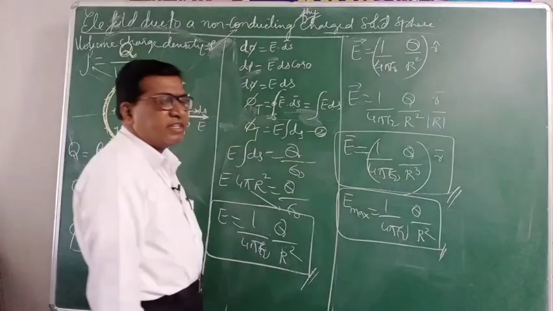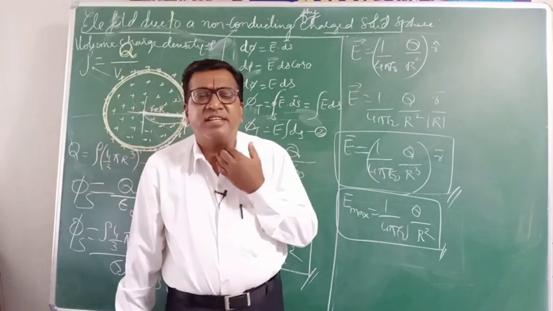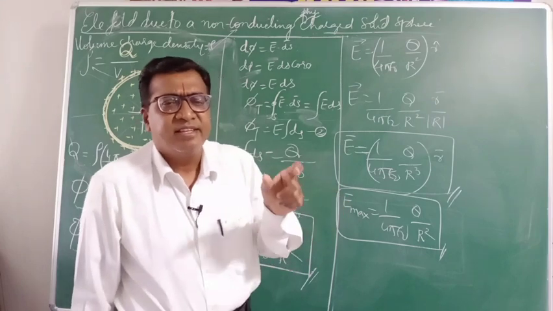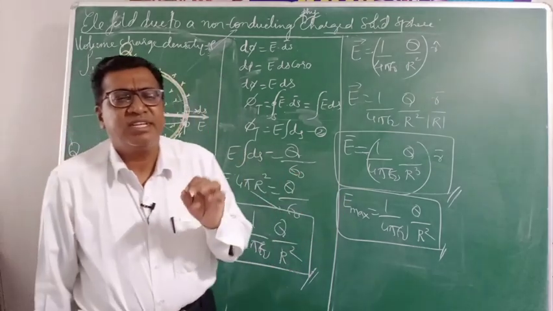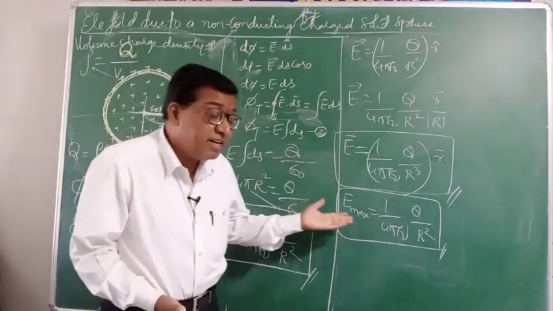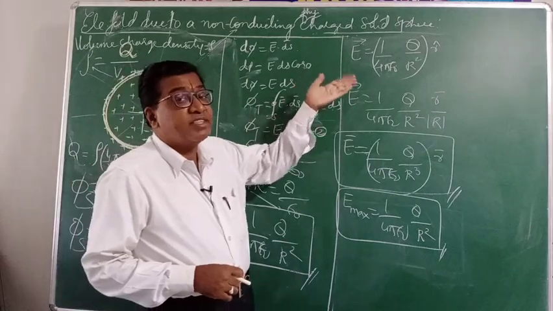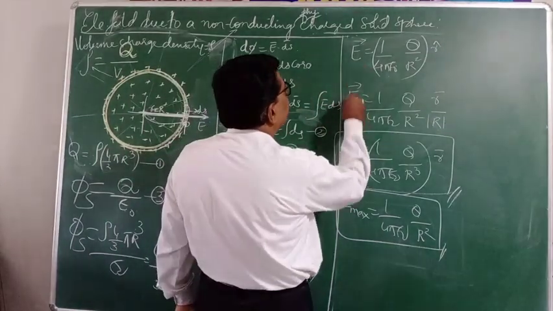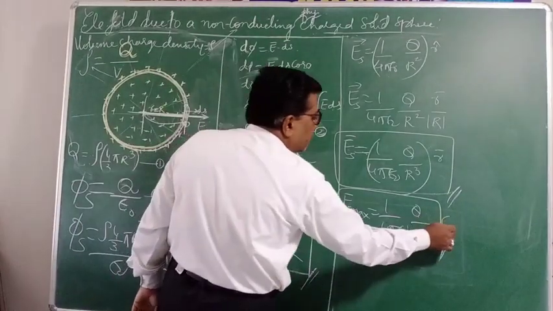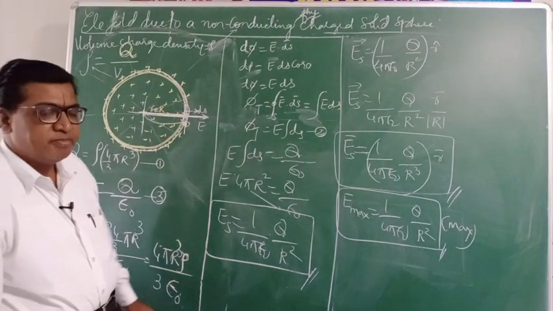Sometimes he'll be just asking you to find the maximum. He doesn't specify the point. He'll say a charged non-conducting sphere is charged with a charge Q equal to some 10 microcoulombs, and the radius of the sphere is 10 centimeters. What is the maximum electric field produced by the sphere? The field is maximum on the surface of the sphere, so he is indirectly asking you to find the electric field on the surface. At any point on the surface, the magnitude is 1 by 4 pi epsilon naught Q by R square. This is the maximum electric field due to the charged solid sphere.